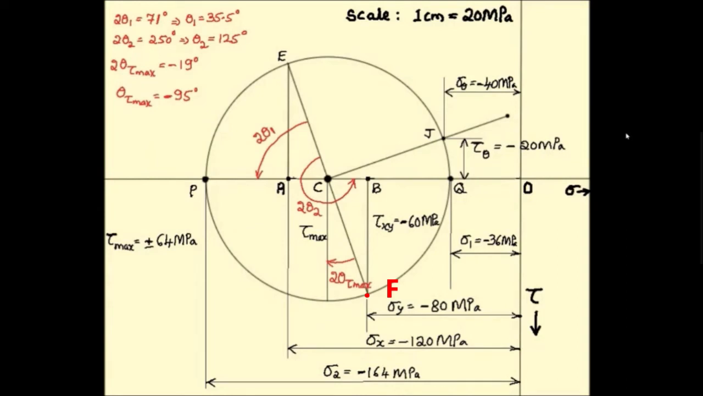CJ or CE or CF will give you the tau max value. You can also observe how 2 theta 1, 2 theta 2 and 2 theta tau max are measured like this. And the stress on an arbitrary plane, which is with inclination 2 theta, is represented by the point J. Coordinates of point J are minus 40 and minus 20, which are nothing but sigma theta and tau theta. I will represent this in a separate page and explain again.